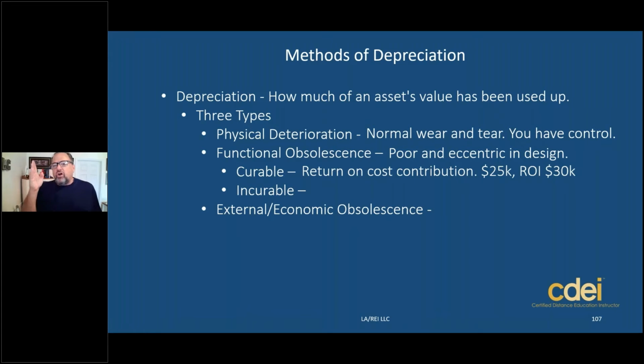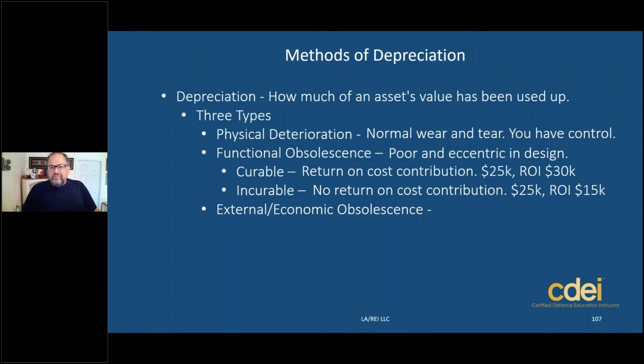Well, I've got to put a cost contribution into that bathroom. And let's say it was $25,000 is what it cost me to add a bathroom. Well, if I get the house appraised and that house comes back at $30,000 over what I contributed, which is 25, so I'm $5,000 better, then it's curable. If I were to do the same thing and add a bathroom, and my cost contribution again is 25,000, but it only brought me back 15,000 in value, then it's incurable.